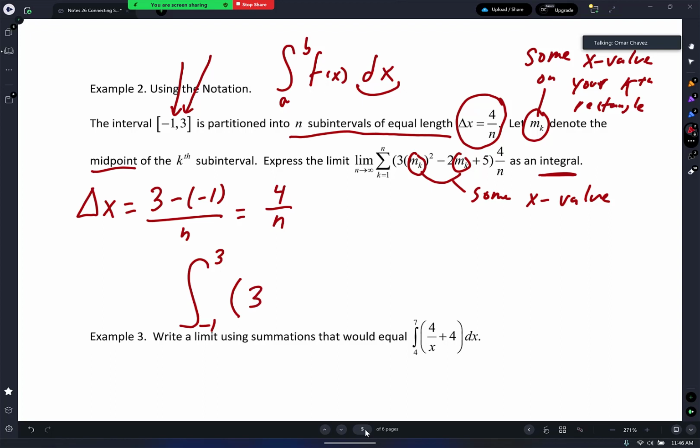3. And then what did I tell you m of k was? It was just some what? Some x value. So I'm going to put what letter? X, yeah. Put a square on it because it says m of k squared minus 2x plus 5. Close it. And then what do I put instead of 4 over n? I'm going to put what? Delta x. Delta x, but instead of delta x, I'm doing an integrand, dx.